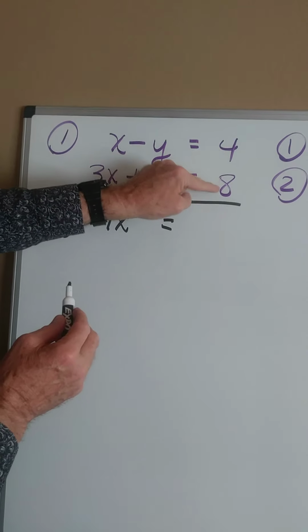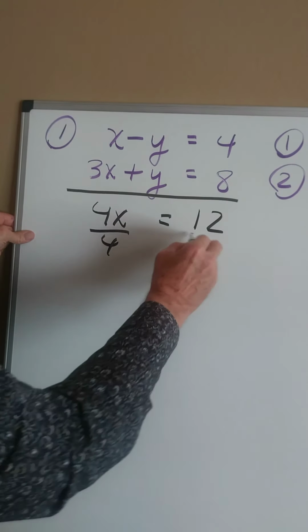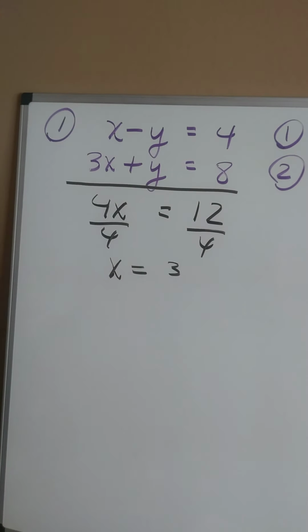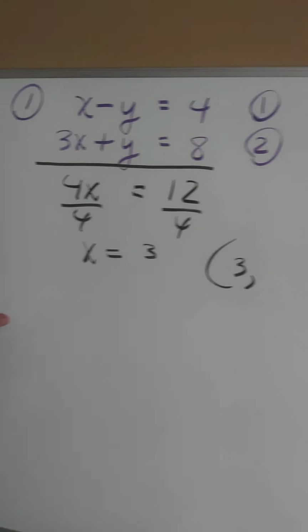Add your b with your d. They're both positive, 12. Over 4, over 4, x is equal to 3. So find a spot, put 3 in the x spot.